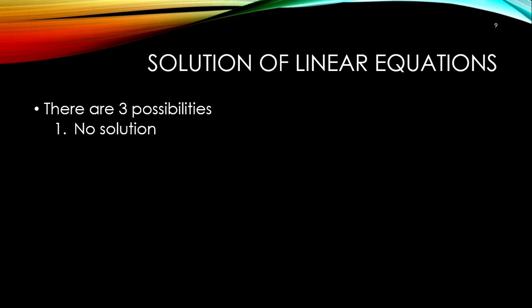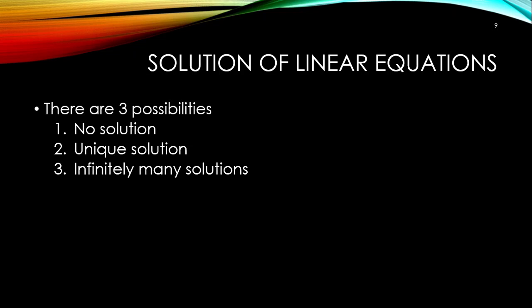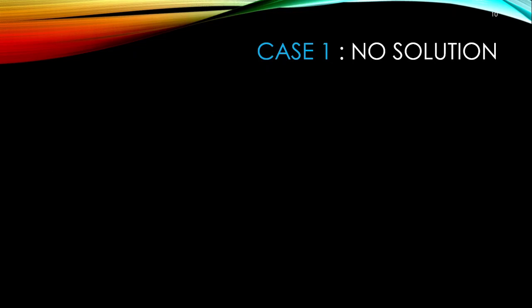Then we cannot find the solution for the linear equations, or there exists no solution. Second is there will be exactly one solution for the set of linear equations. And the third possibility is infinitely many solutions occur. So let's see one by one. Case 1, there is no solution for a set of equations. So when we try to solve, there may not be a solution.